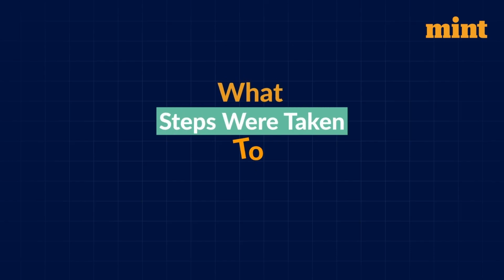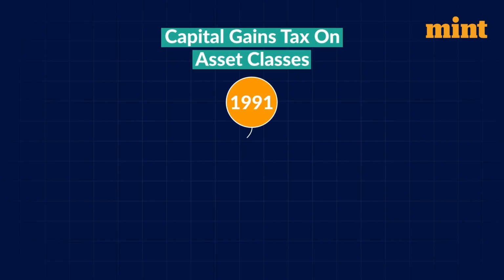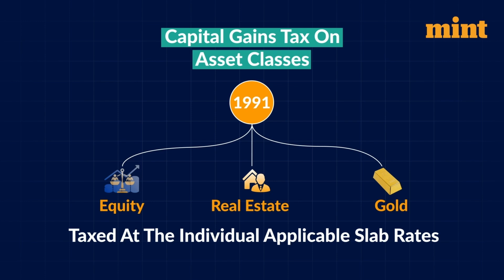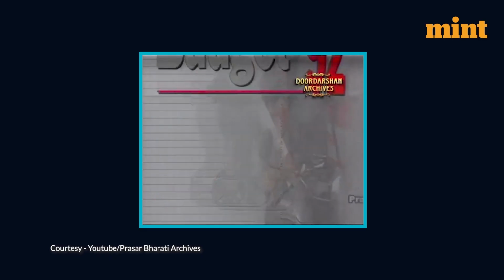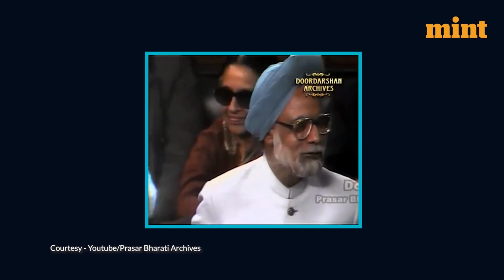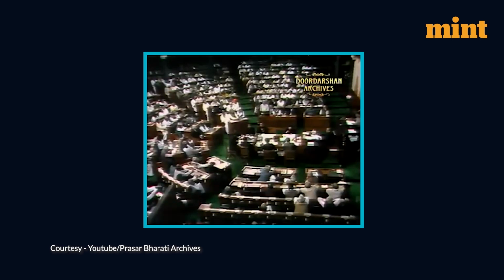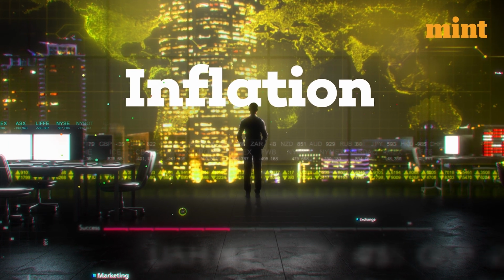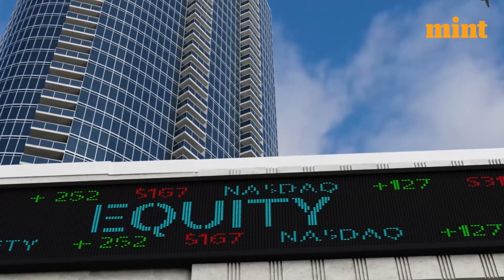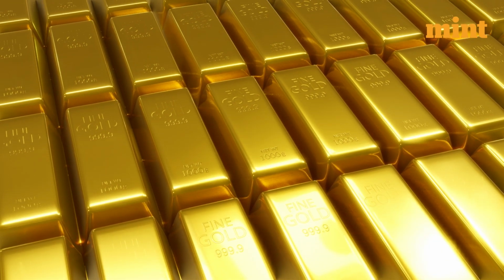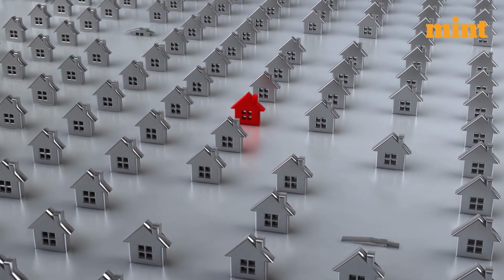What steps were taken to acknowledge inflation? In 1991, capital gains on all three asset classes, equity, real estate, and gold, were taxed at the individual applicable slab rates. Then, in 1992, the then Finance Minister, Dr. Manmohan Singh, agreed to the Chalaiya Committee's recommendation to implement an indexation system, which raises the cost of long-term asset holdings during economic inflation. For equities, the holding term to be eligible for long-term capital gains was 1 year, whereas for gold and real estate, the holding period was 3 years.